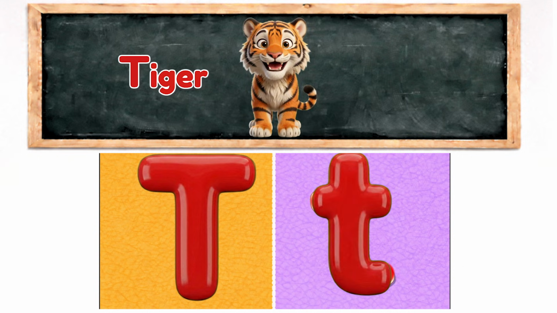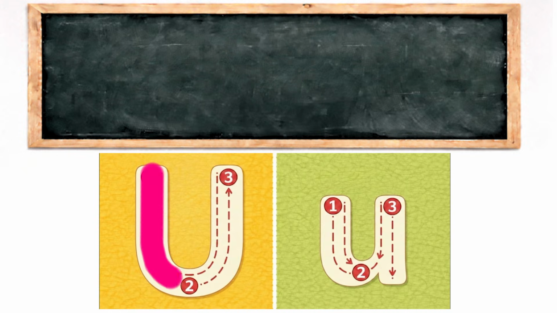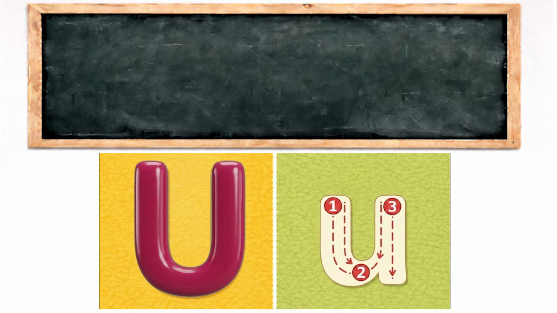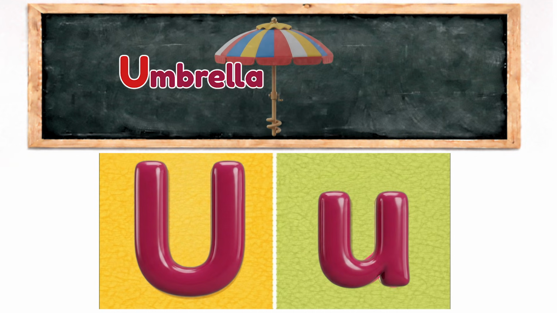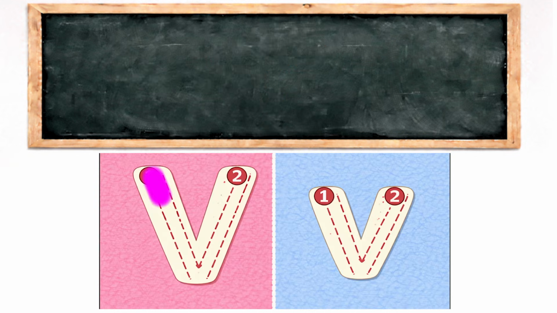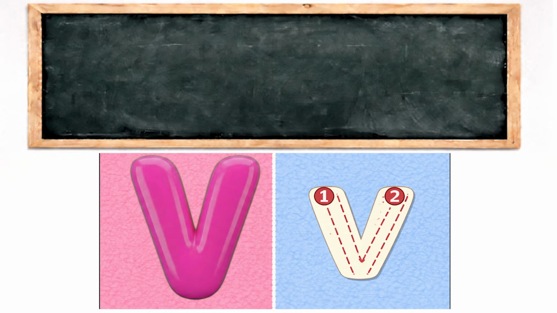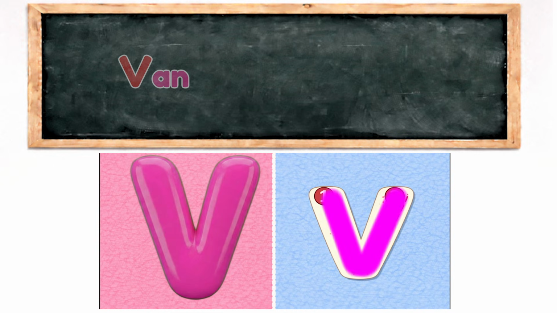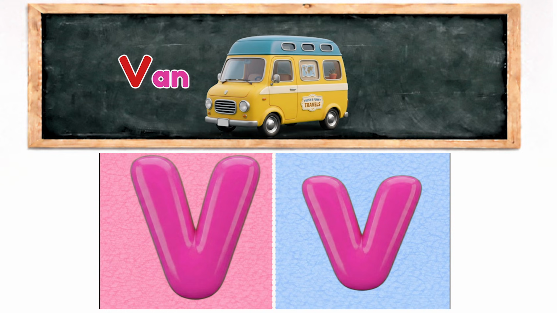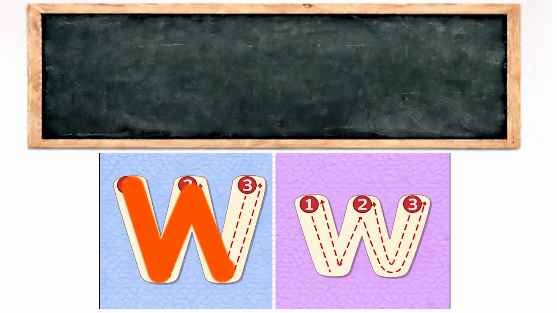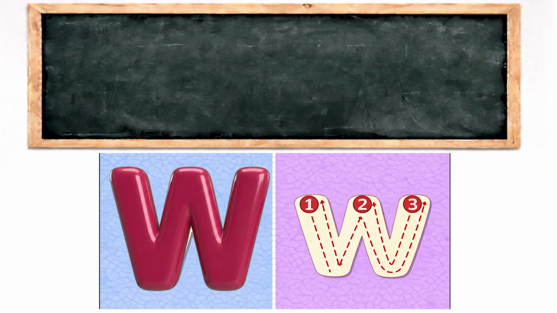T is for tiger. This is capital U, and this is small u. U is for umbrella. This is capital V, and this is small v. V is for van. This is capital W, and this is small w.